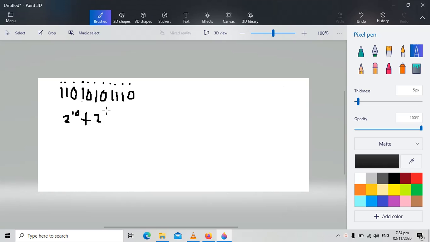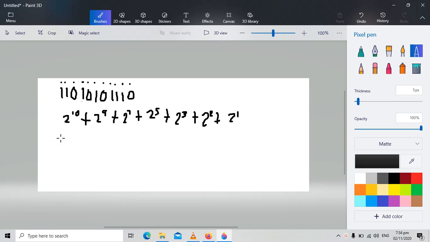Alright, we'll start by 2 to the power of 10. And 2 to the power of 9. And 2 to the power of 7. And 2 to the power of 5. Plus 2 to the power of 3. And 2 to the power of 2. And 2 to the power of 1. Alright, we have all the values. Now let's try to solve it together.